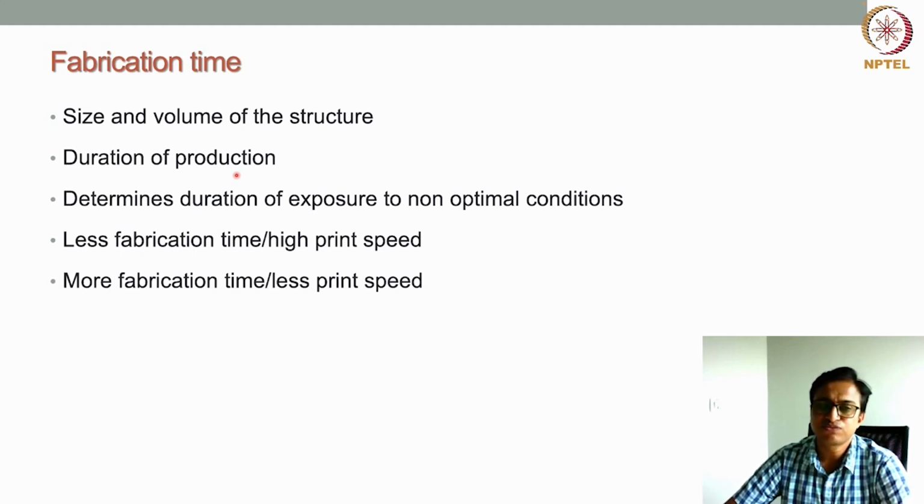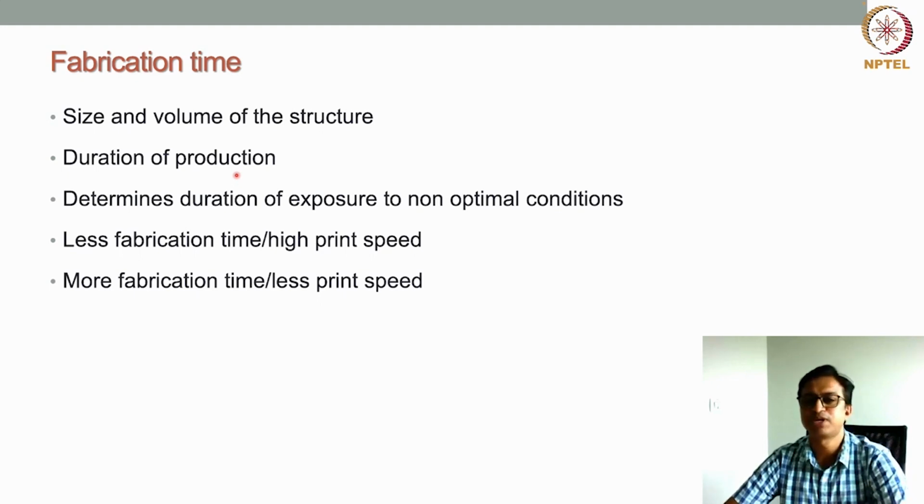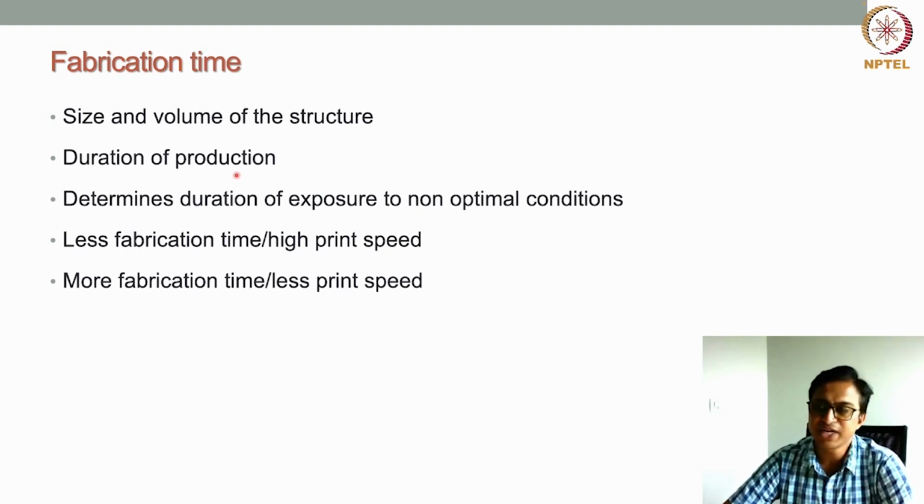The other thing is more fabrication time. If the fabrication time is more, that means for the same volume construct, we need to employ less print speed, right? So if the printing speed is less, it is good, because the generated shear stress can be less, and cells can be viable. But we are exposing them to non-optimal conditions for a longer duration. So here we also have to weigh both the advantage and disadvantage, and then we have to take a call on the fabrication time.